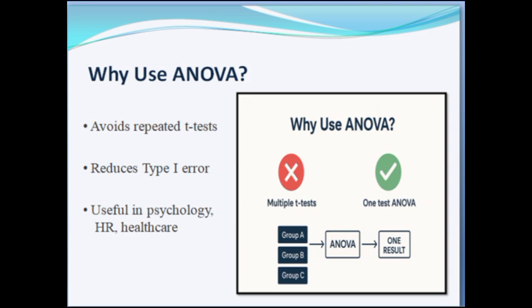Why do we use ANOVA? When there are multiple groups, to avoid repeated t-tests, and to control Type 1 error. Type 1 error, which is denoted by alpha, occurs when we reject a true null hypothesis. And the last point, it is used widely in psychology, management, HR, healthcare and etc. If we have more than 2 groups, running multiple t-tests increases false positive error. ANOVA solves this by testing all groups at once. That's why we use ANOVA.